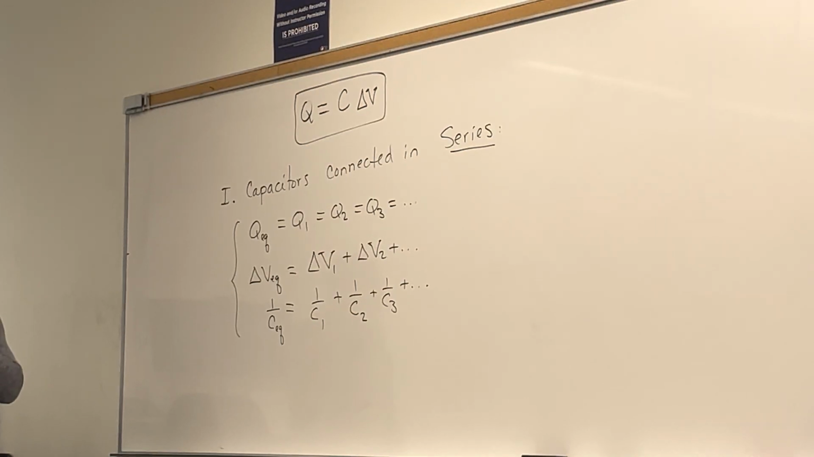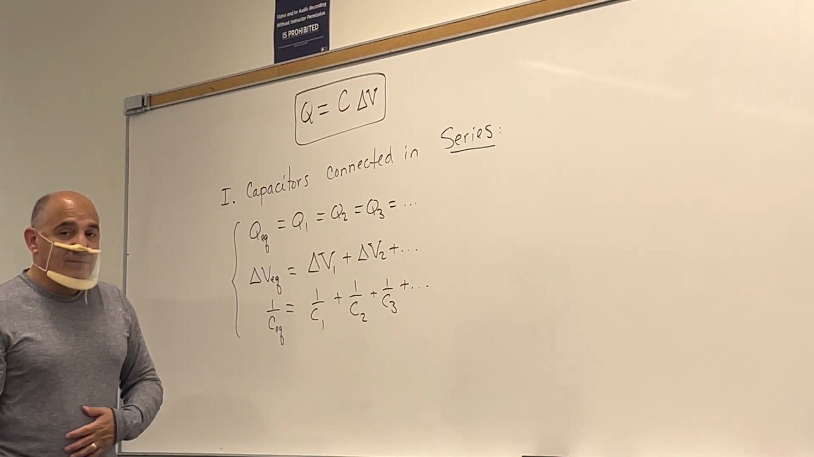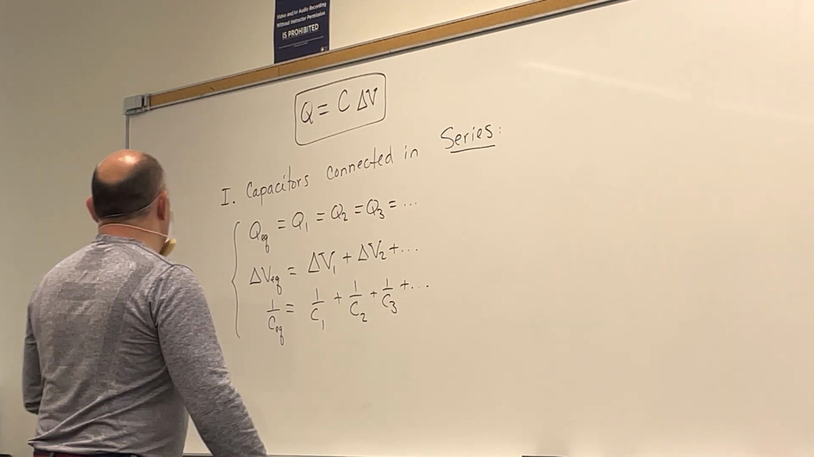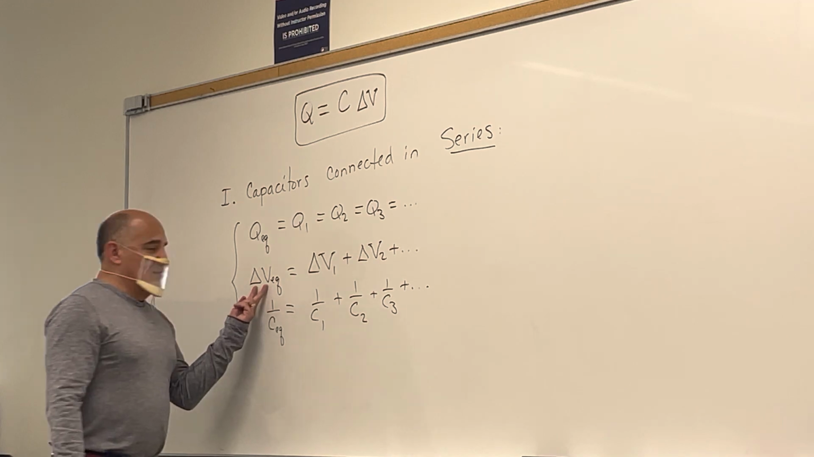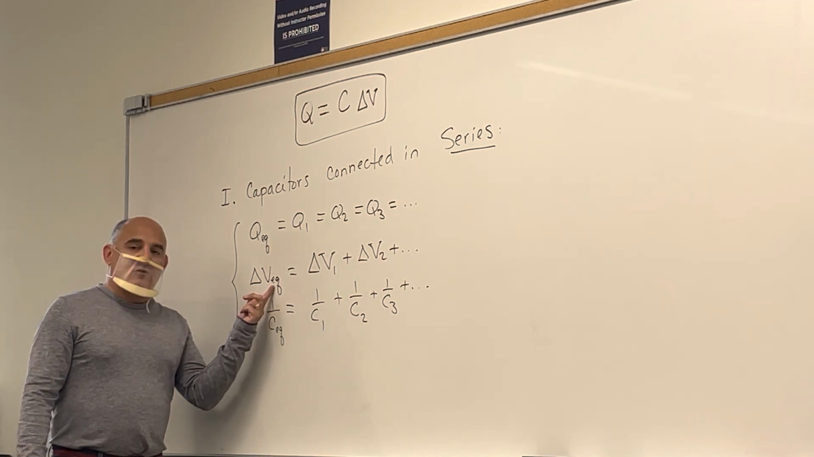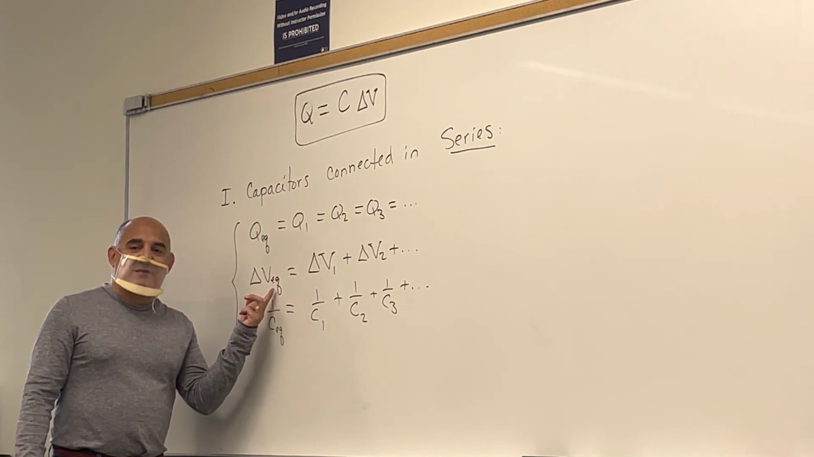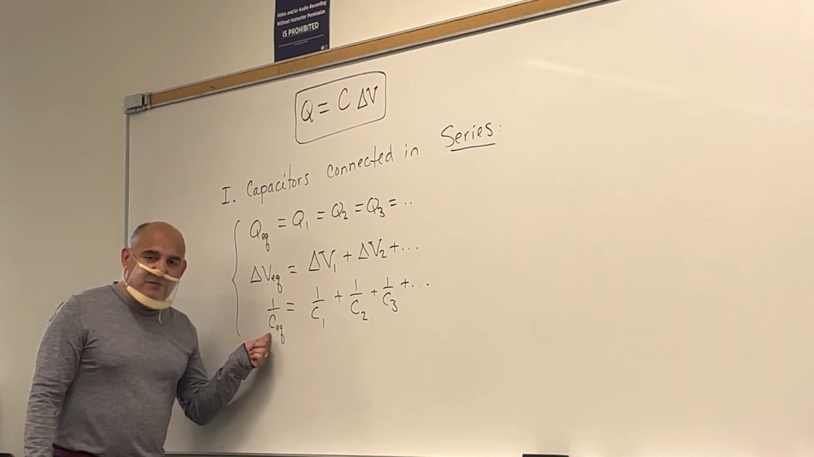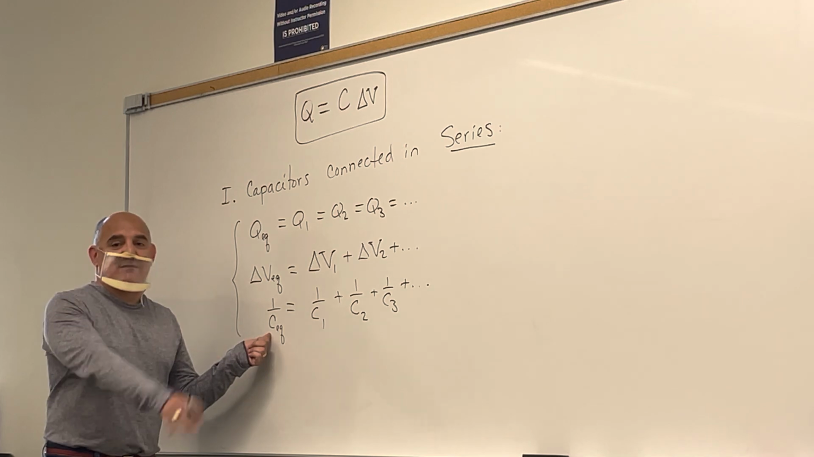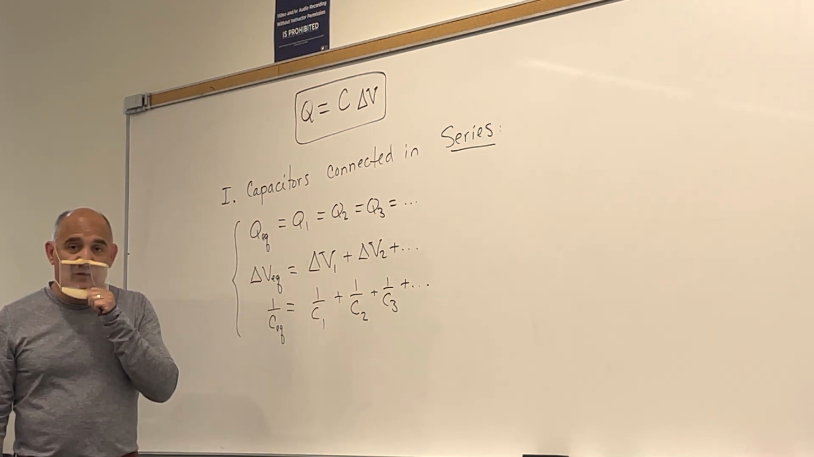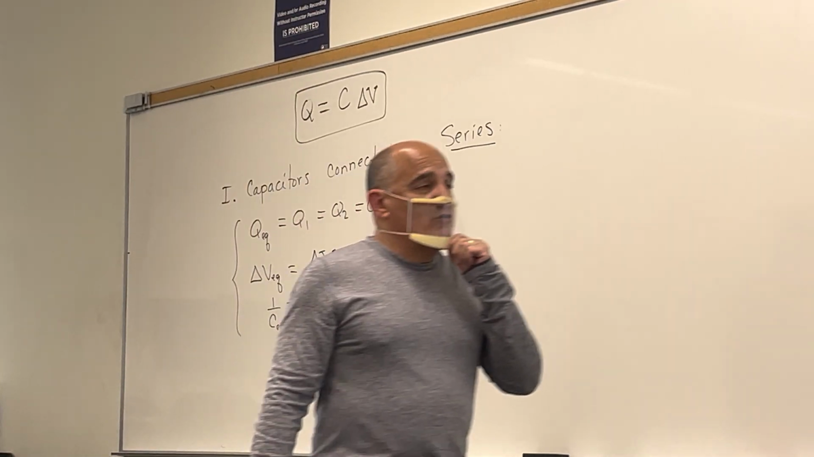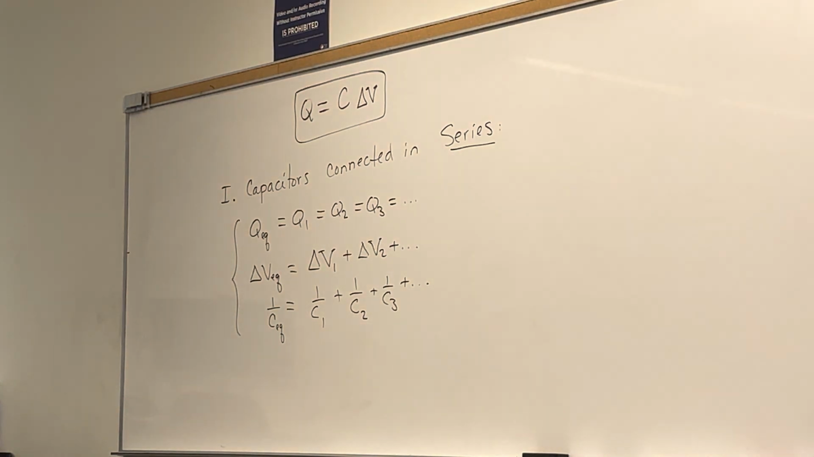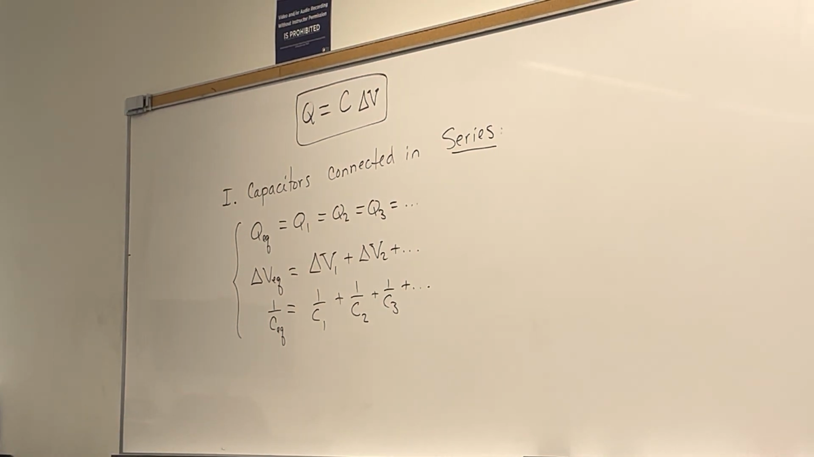What does EQ mean? Like Q EQ, V EQ. EQ means equivalent. So V equivalent is the voltage across the capacitor that is equivalent, and C equivalent is the capacitance of that capacitor that is equivalent to the sum. So this capacitor by itself is equivalent to these two capacitors.